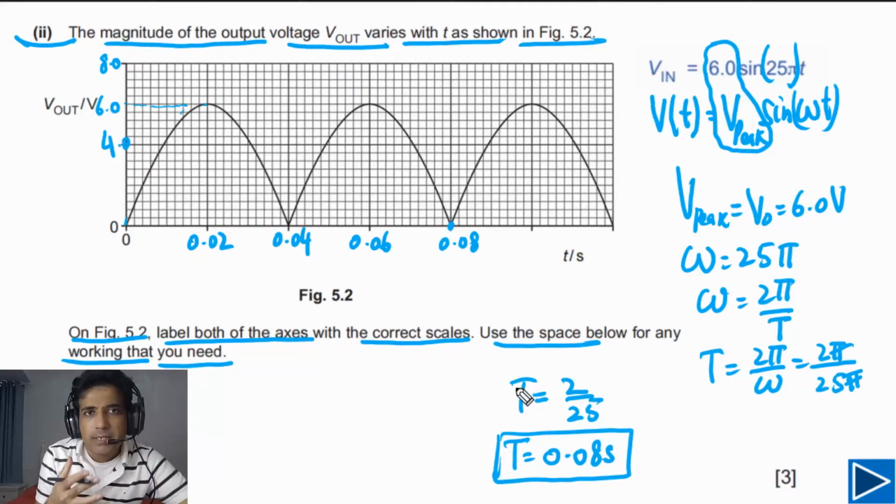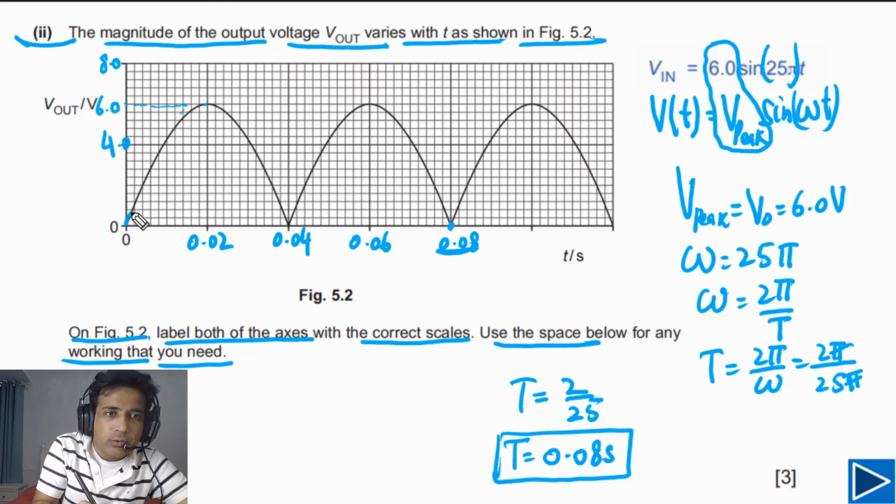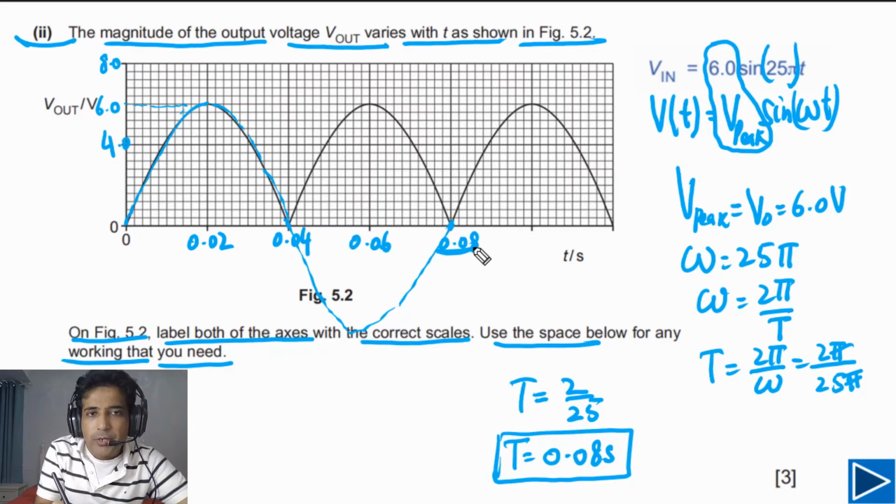Let's try to understand a little bit more about time period. How do we know that we need to label the time period at this point? The reason is that this is the time period of the alternating input voltage, and the alternating input voltage has a time period equal to 0.08 seconds. So that's the reason we have labeled the time period here, not here.